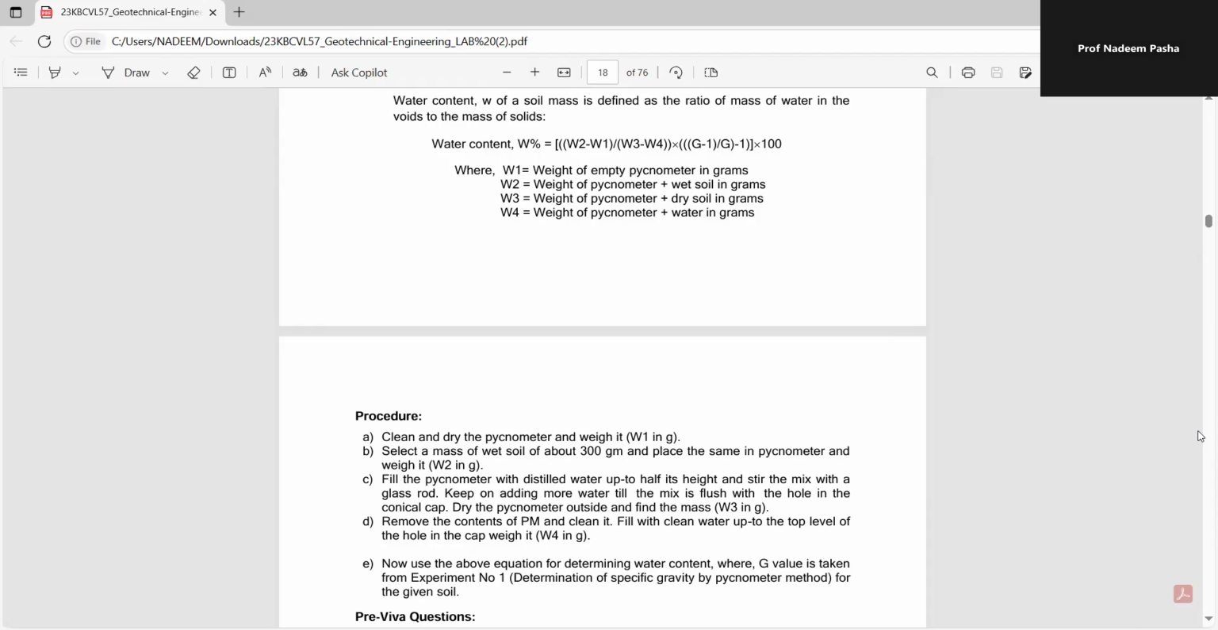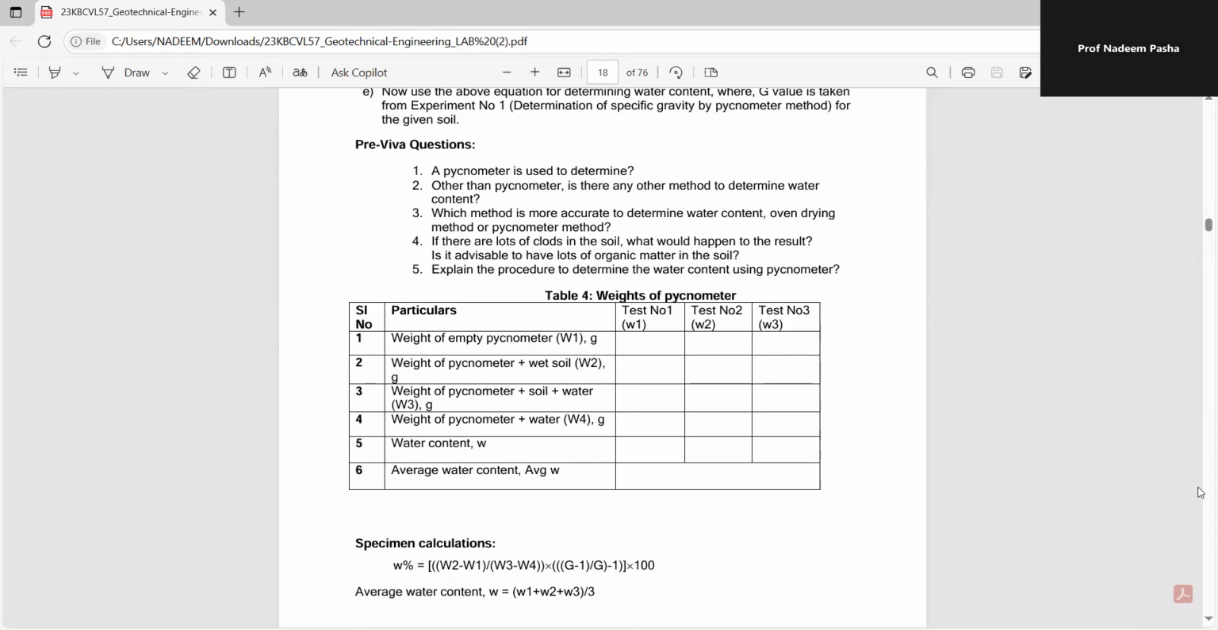See here, W1, W2, W3, W4 are always there whenever you use the pycnometer method. W1 is the empty weight of the pycnometer with lid. W2 is the weight of pycnometer plus wet soil, whereas W3 is the weight of pycnometer plus dry soil. W4 is the pycnometer completely filled with water only. The G value you can take from experiment 1.